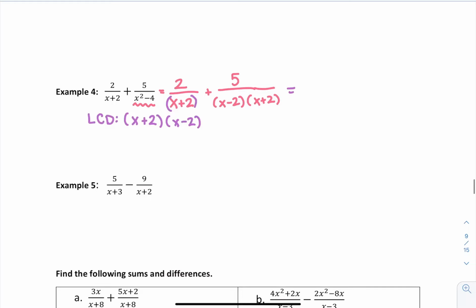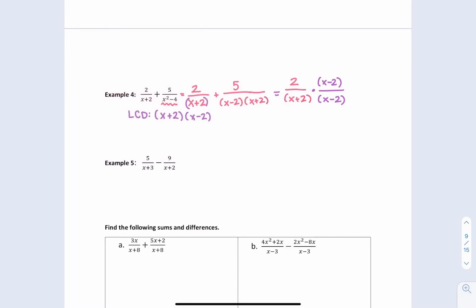So I'm going to try to get my first fraction to also have that denominator. What I'm going to do is multiply. I'm going to have that first fraction, and I'm going to multiply by what it doesn't have. So I'm going to multiply by x minus 2 over x minus 2. And then I'm just going to keep my second fraction the same. So now I have to distribute this. So it becomes 2x minus 4.